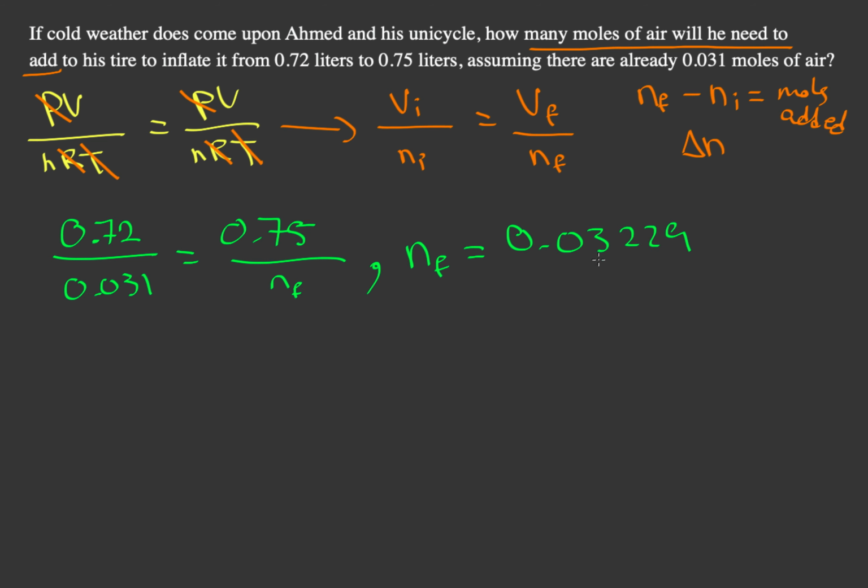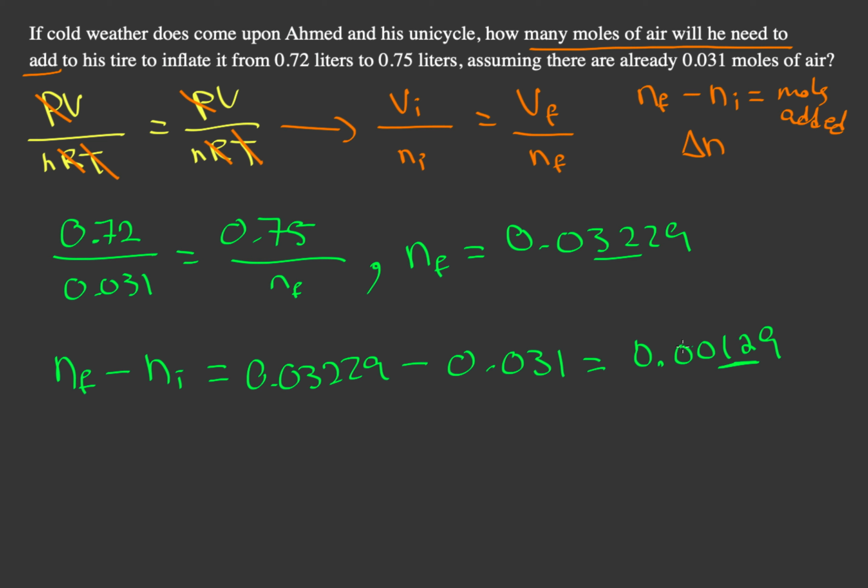So I'm going to keep that. Even though we only have two significant figures, I'm going to write all that because it's going to help us. Now that we have our final moles, let's find how many moles we actually had to add. So if we have NF, which is our moles final minus our moles initial, that will give us the moles added. So we have 0.03229 minus however many moles we started off with, right? This will give us 0.00129. Now that we only have two significant figures, we'll just round it to 0.0013 moles. You can also write this as 1.3 times 10 to the negative 3 moles. So that's how many moles of air he had to add in case the temperature actually did become cold.